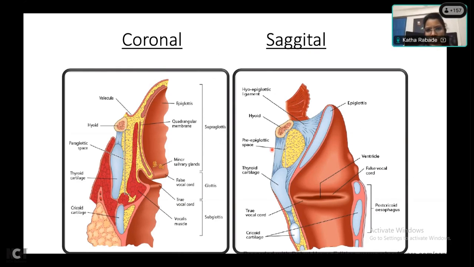The next space is seen in the sagittal view, which is the pre-epiglottic space. It is a triangular space present anterior to the epiglottis. This is limited by the hyoepiglottic membrane superiorly, the thyrohyoid membrane and thyroid cartilage anteriorly, and the hyoid bone inferiorly.